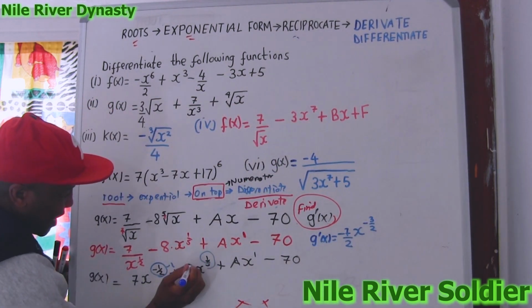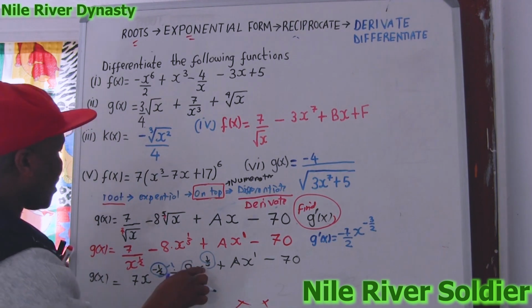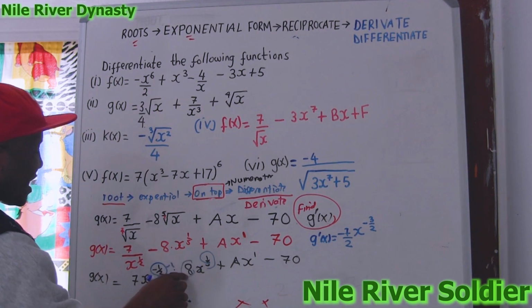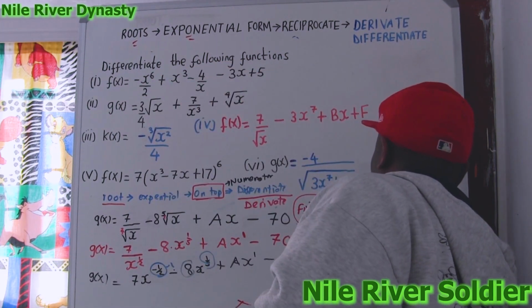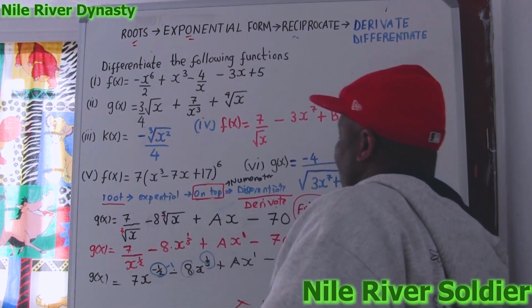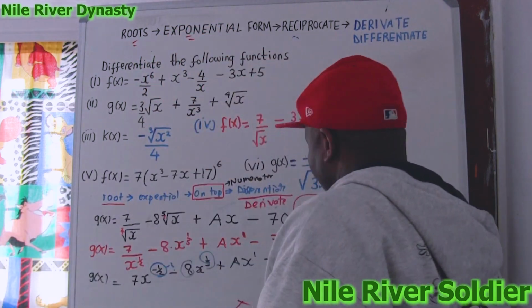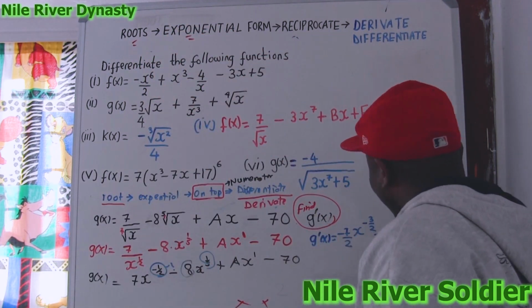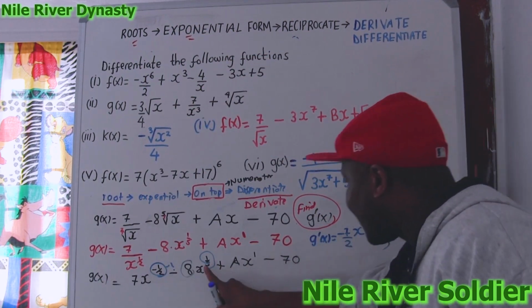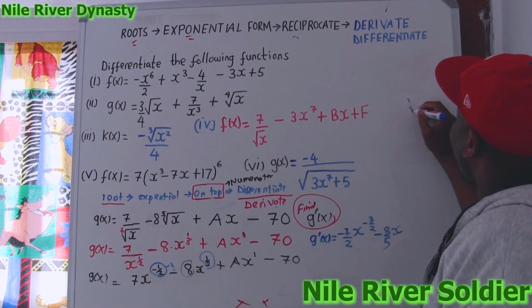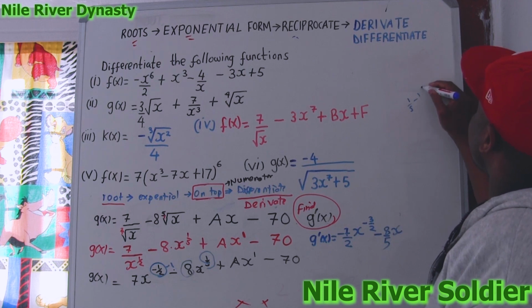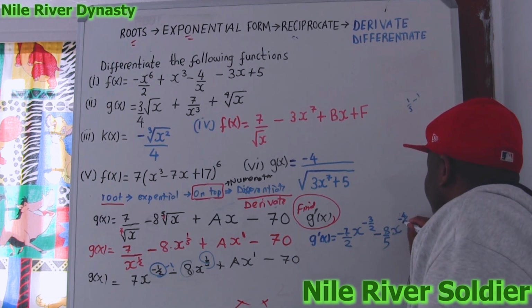So take this, multiply by this. This is 1 over 5. 1 over 5 times negative 8 is negative 8 over 5, and then drop your x. 1 over 5 minus 1 is negative 4 over 5. Negative 4 over 5.